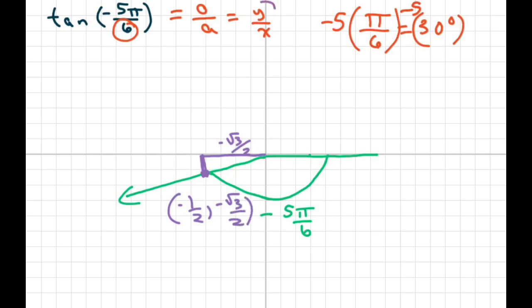So I merely have to divide negative square root of 3 over 2 by -1/2. Two negatives make a positive. The 2's cancel, so I'm just left with the square root of 3.